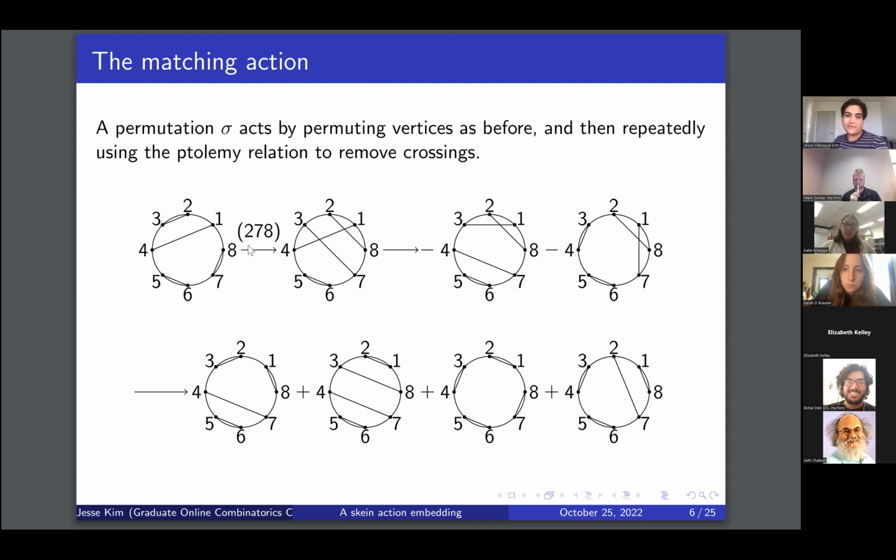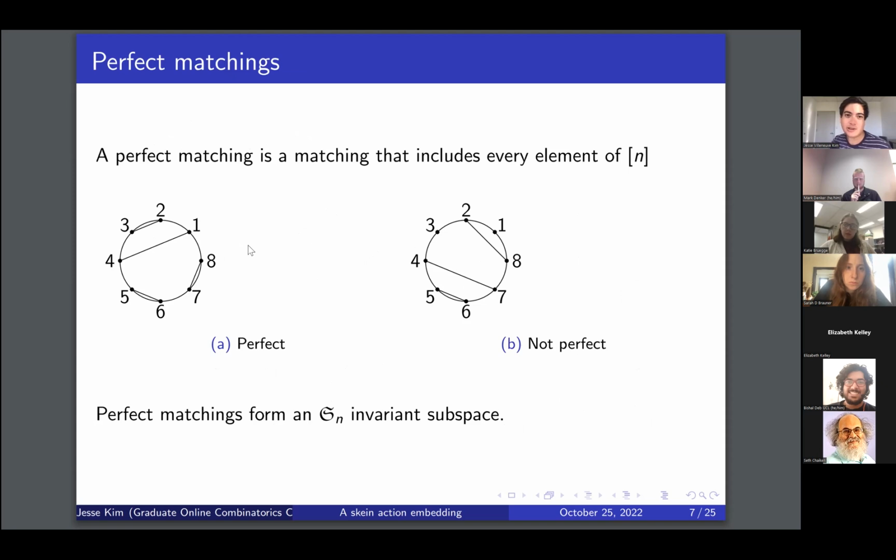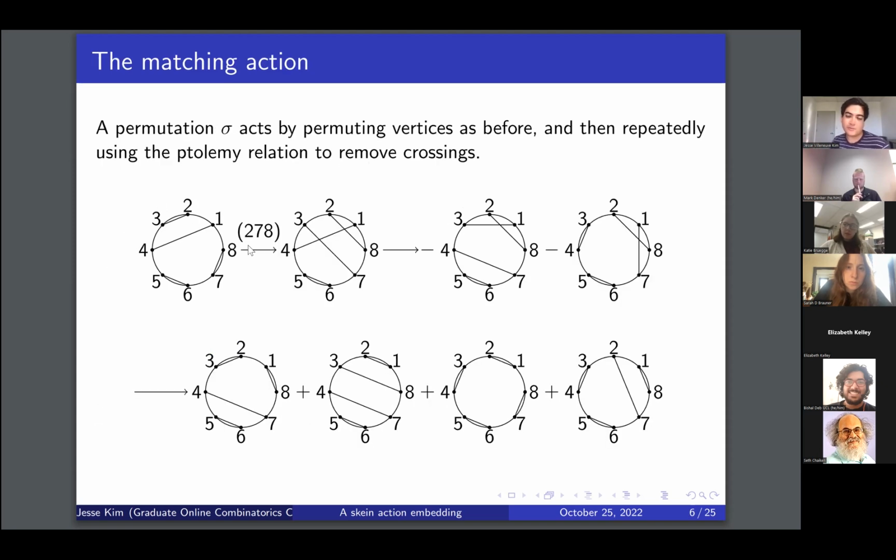All right, so that's how this first action works. And this action is not new. This is pretty classical, I think. I don't actually know where it first shows up, but I'll go to some examples of where it's shown up.